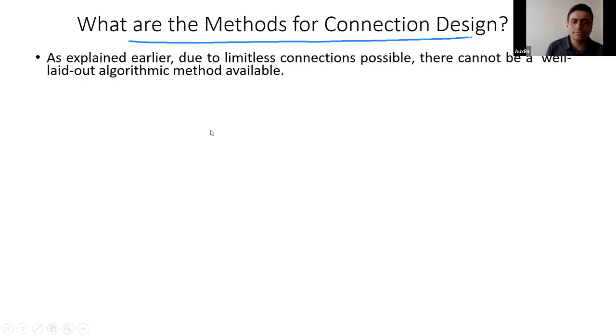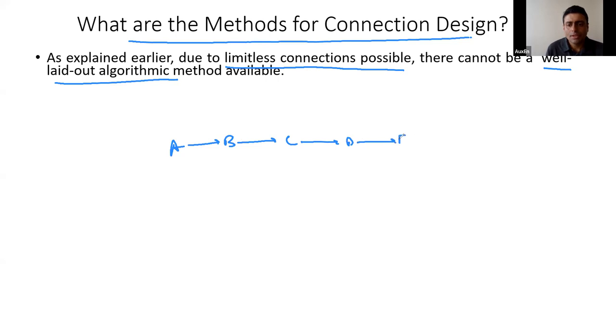Because the connections possible are limitless, we cannot have a well laid out algorithmic method. Do you understand what is the meaning of well laid out algorithmic method? It means that you follow step A, then you go to step B, step C, step D, step E, and then you finish. This is what I mean by a well-defined algorithmic method, step by step.